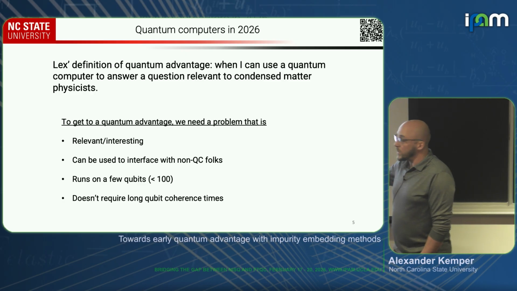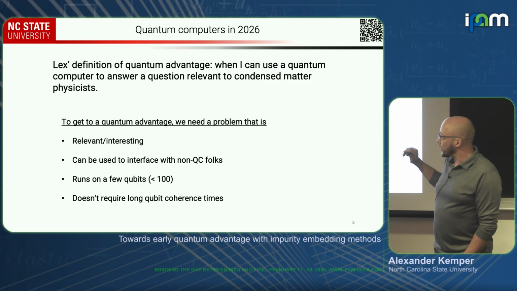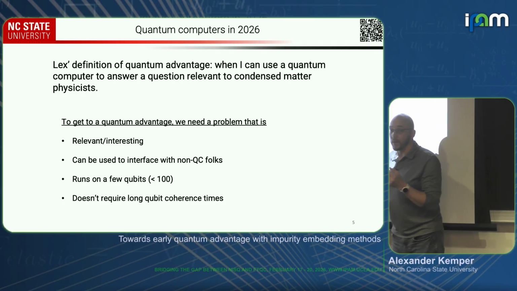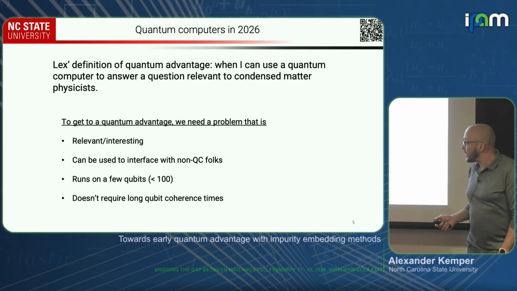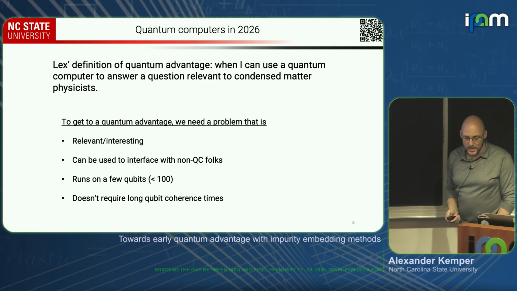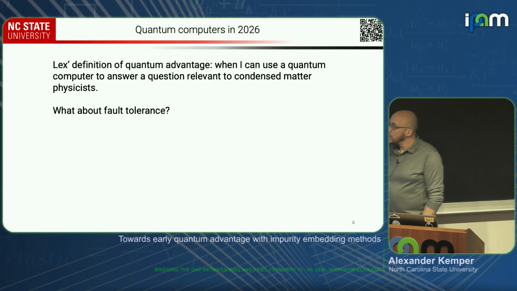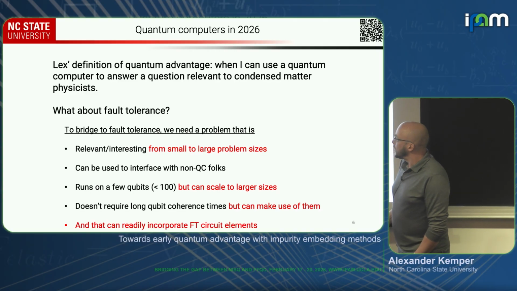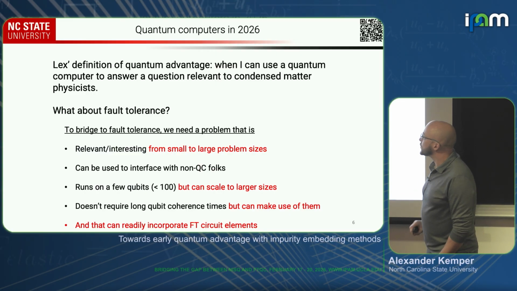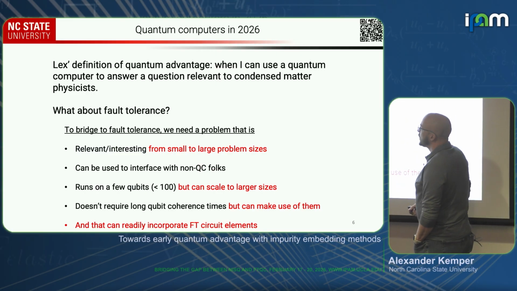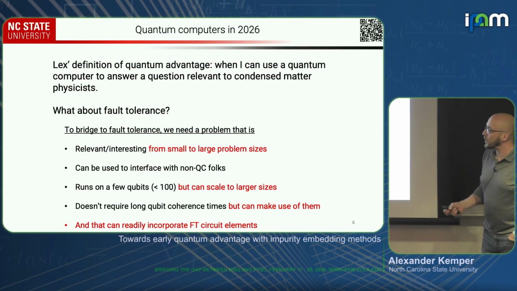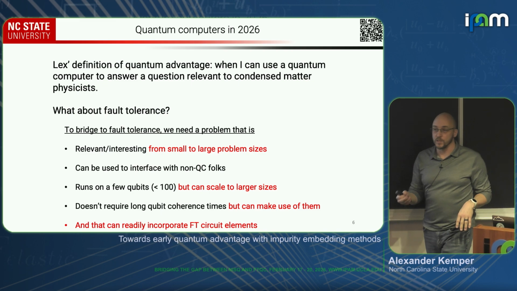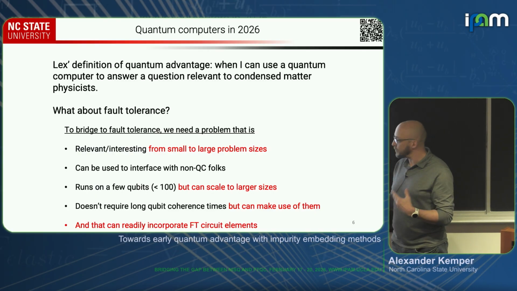You probably, for near term, want to run this on some small number of qubits. So you want the thing to run on 100-ish qubits and that to be relevant. And finally, you can't require long coherence times yet. Now, if you think about fault tolerance and starting to move towards that, we can extend some of these things. So I want some kind of problem that is relevant and interesting at all of its scales. So I can run something that's small, and that'll be something that's interesting. And as it gets larger, it gets better.